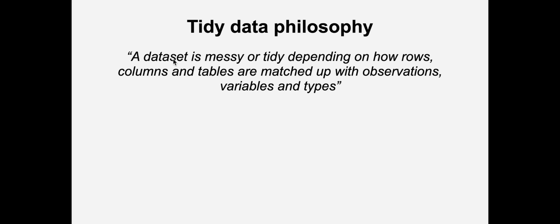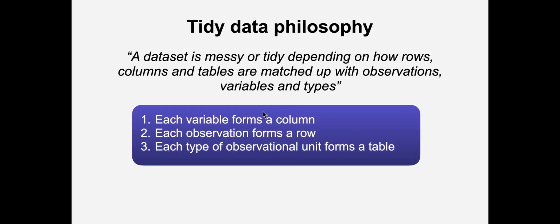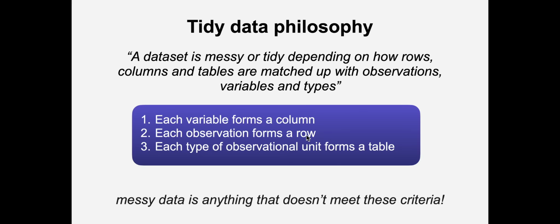So a data set is messy or tidy depending on how the rows, columns, and tables, if there's more than one of them, are matched up with observations, variables, and types. We're going to kind of break that down. So basically, for data to be tidy, each variable needs to form a column, each observation needs to form a row, and each type of observational unit forms a table. This third point's not so relevant to us because we don't have multiple tables in our data, but these first two are directly relevant. Each variable needs to form a column, each observation needs to form a row. Messy data is anything that doesn't meet these three criteria.